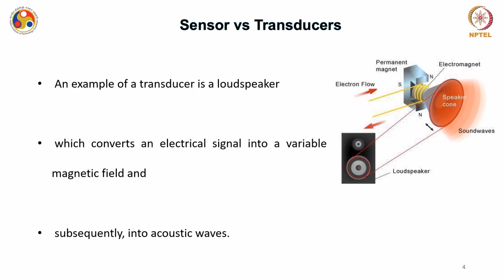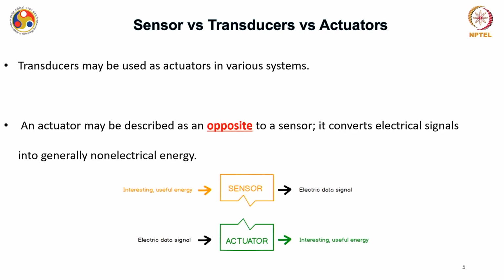If I take a simple example of a transducer, it can be a loudspeaker. This loudspeaker can convert the electrical signal into a variable magnetic field and then subsequently into an acoustic wave. So what you are using as an input is basically electrical energy, and then you are converting it to another form of energy, say magnetic energy, and then to sound energy, or acoustic waves that we usually hear. So one good example of a transducer is the loudspeaker. Similarly, you can take other examples to understand the transducer in detail.